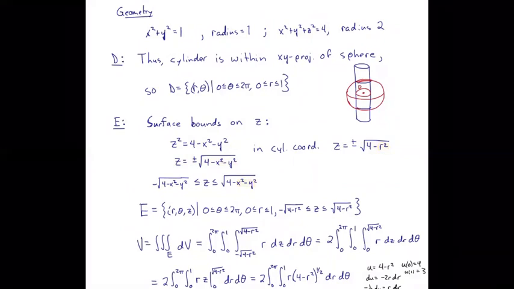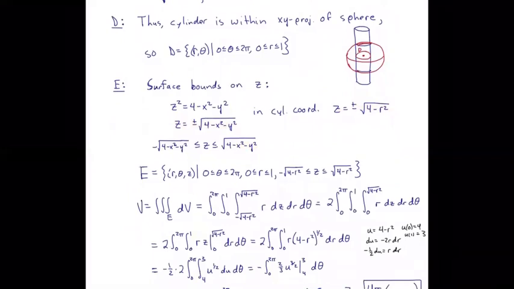Now, once all that's put together, we'll define our region E in cylindrical coordinates. And we have the following. This is just D, and then our surface bounds on z are given as this. So our integral will travel from z values of negative root 4 minus r squared to positive root 4 minus r squared, here to here. 0 to 1 for the radius, 0 to 2 pi for theta.